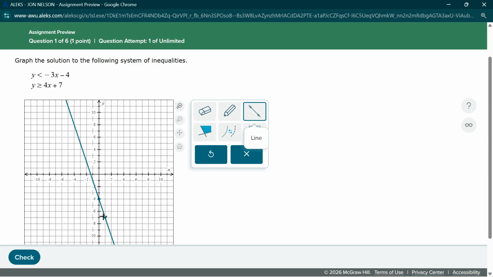Now I want it to be a dashed line, so I think I need to choose that tool, make it a dashed line. Why dashed? Because see how it's just a less than symbol? Okay, it's not a less than or equal to. If it had a little bar, then it would be a solid. Like this one is going to be a solid line, all right?